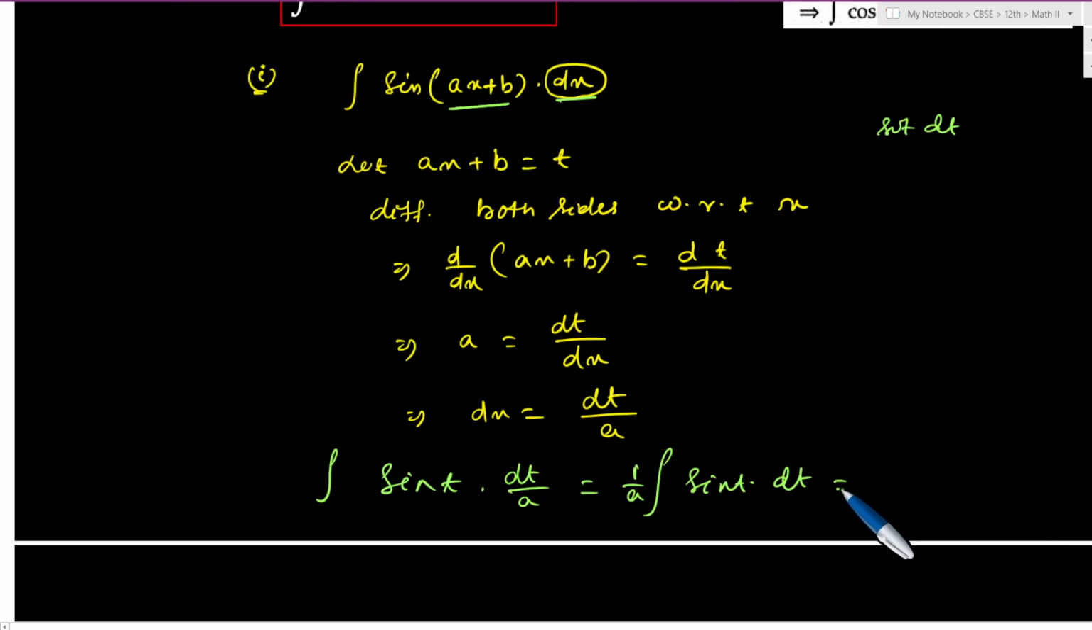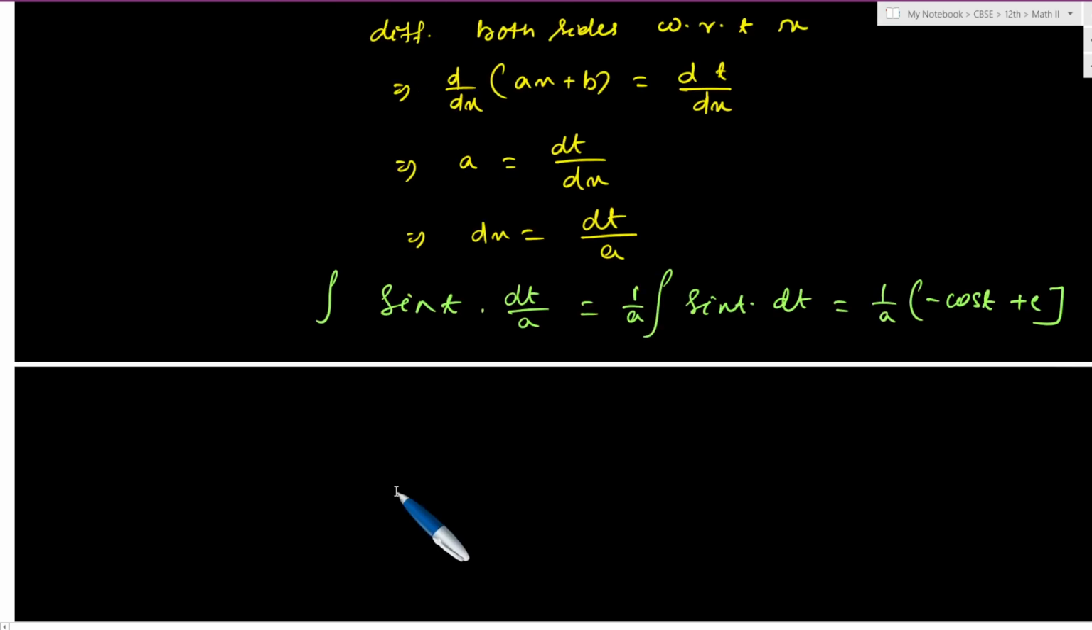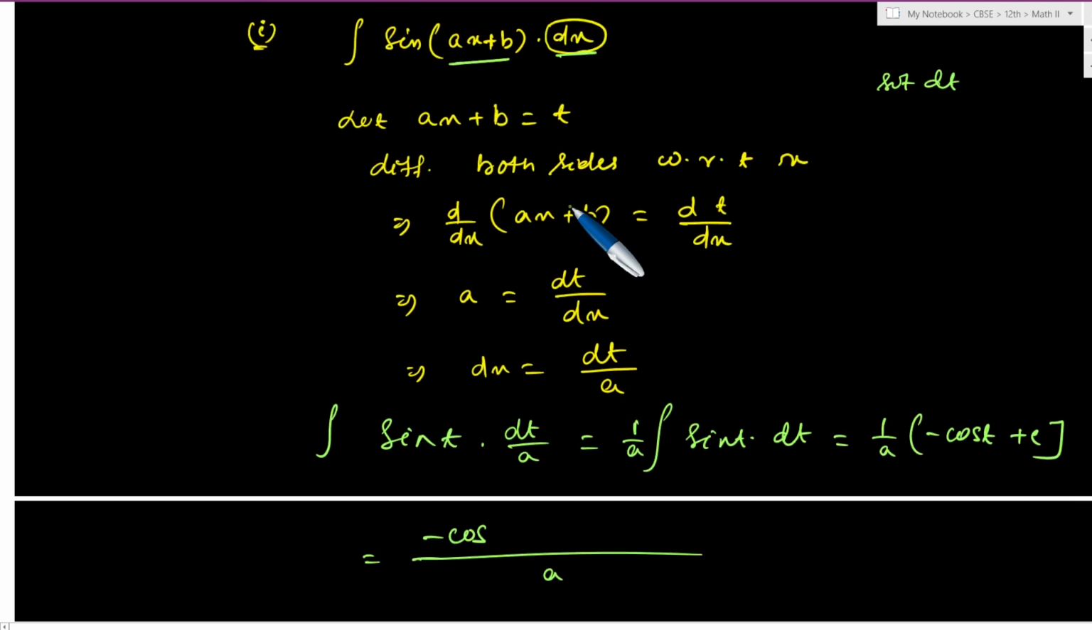So this will be 1 by a times minus cos t plus c, another constant. Simple. This will become 1 by a, for sin t, minus cos t. What is the value of t? The value of t is x plus b. Replace the value: minus 1 by a cos of x plus b plus c. Finish answer.